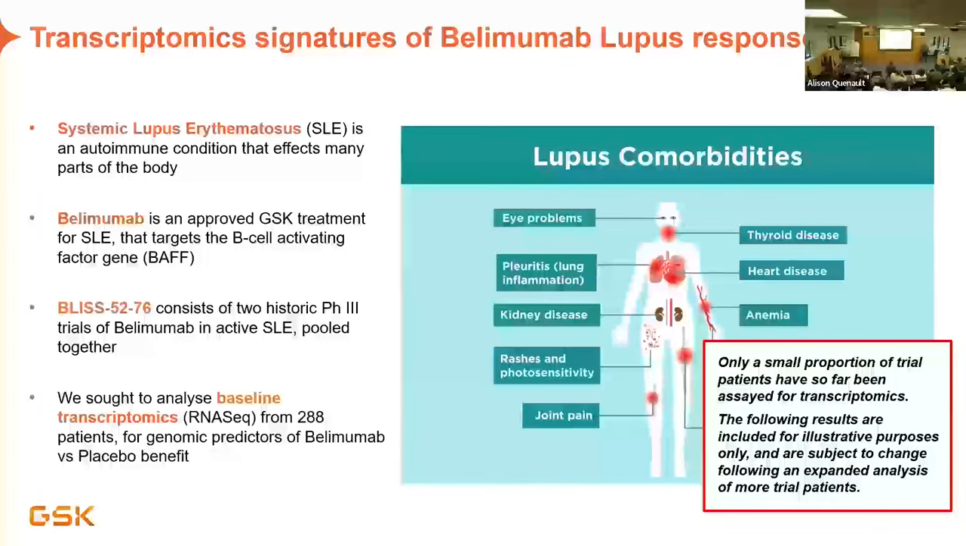I want to be very clear here that there are five phase three trials now for SLE and this drug. Each trial was run for a different reason, so they're in different geographical populations, with slightly different recruitment criteria and so on, but there are still five phase three trials. So there are thousands of patients available within the company. We've looked here at a handful of several hundred, which is all we have so far applied transcriptomics to. So everything I'm about to show you may well not be representative of all treated patients.